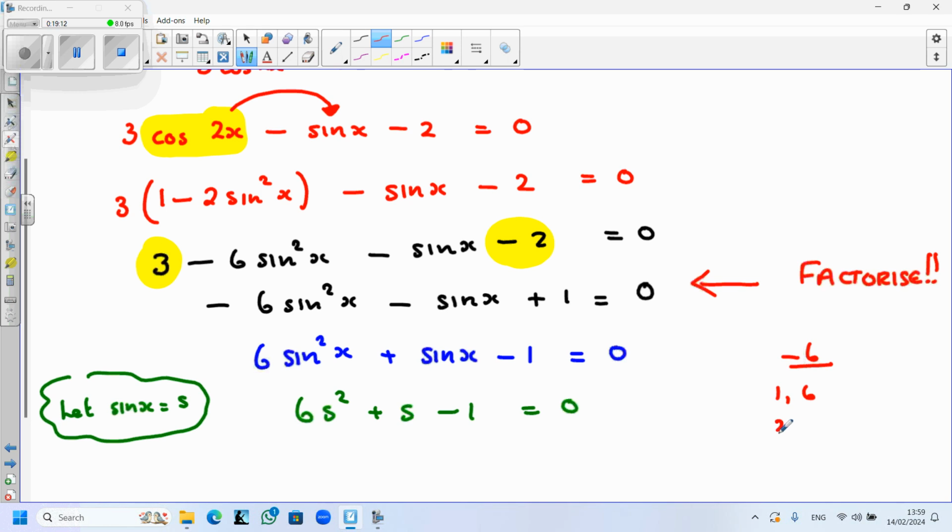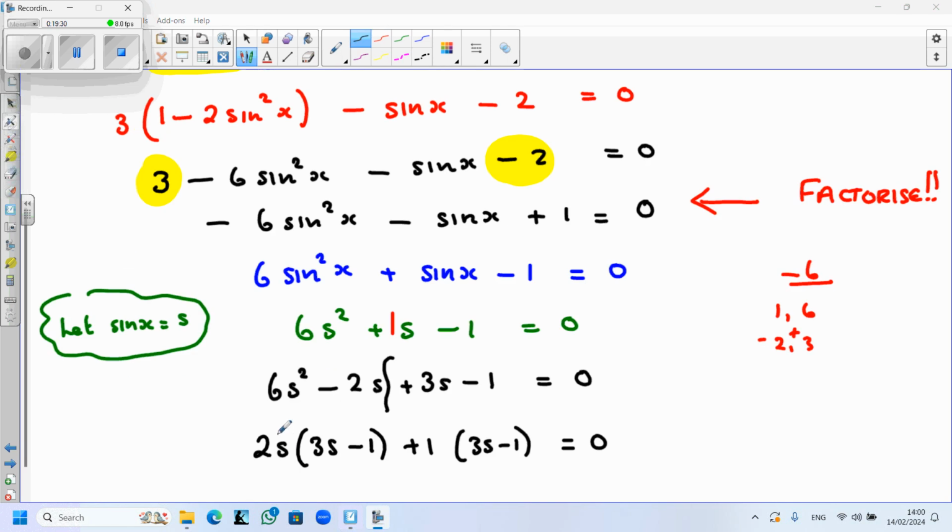So it's 1 and 6, and it's 2 and 3. So I'm looking for a pair of factors that gives me a plus 1, and I know that they've got different signs. So the 2 factors that I'm looking for are plus 3 and minus 2. So we're going to factorise that now.